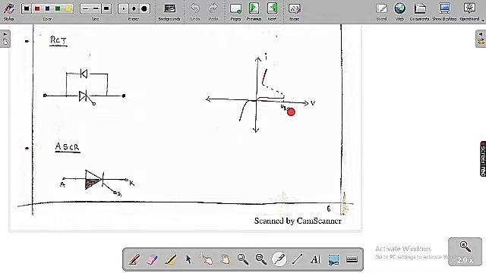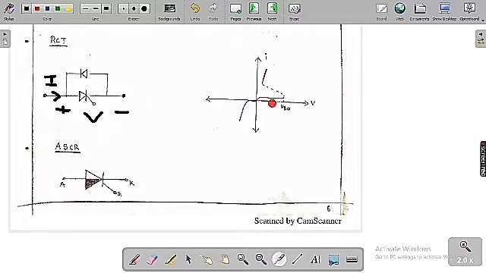Now if you draw the IV characteristics, suppose this is plus minus V and this is the current I. For V and I, in the positive region we get the characteristics exactly as the SCR. So these are the characteristics that we get for an SCR. But if you apply a negative voltage, we get the characteristics of a diode. So these are the characteristics of a diode.